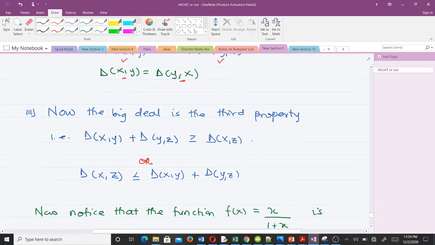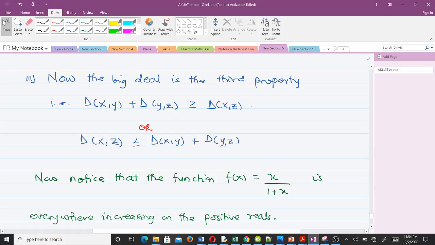So always the first two conditions are very easy to get, but sometimes the work is with the third one, when you want to show the triangle inequality. So now the big deal is the third property. That is, we have to show that this thing holds, or that it is this thing which holds instead. The reason why this is the same as this is because here we are saying that the distance between x and y plus the distance between y and z is greater than or equal to the distance between x and z. So if we decide to bring this here, then that means this is less than or equal to this, right?